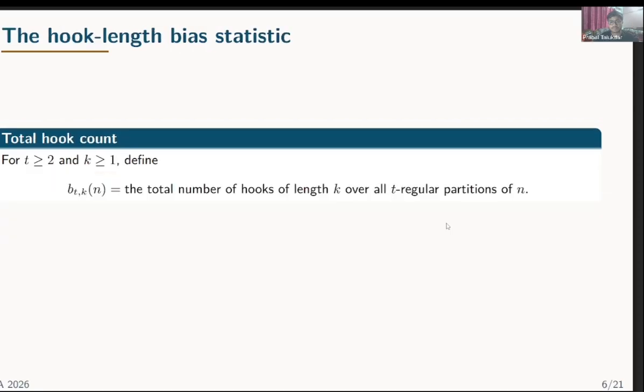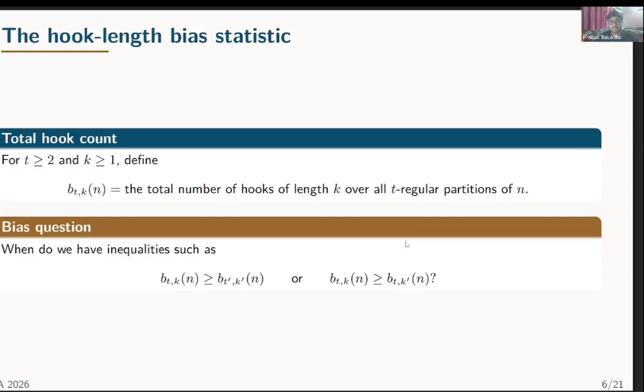Okay, now let us define the hook counts for these partitions. We define b_{t,k}(n) as the total number of hooks of length k over all t-regular partitions of n. The word total is important because we are not counting partitions, we are counting boxes whose hook length is k, and we sum this count over every t-regular partition of n. Now a hook length bias is an inequality comparing two of such totals, either by changing the hook length k or by changing the regularity parameter t.